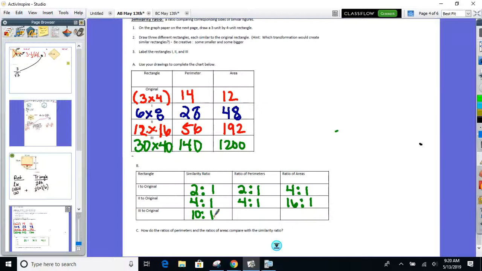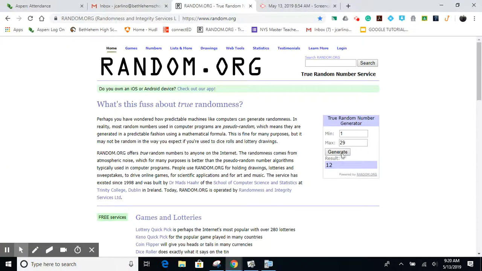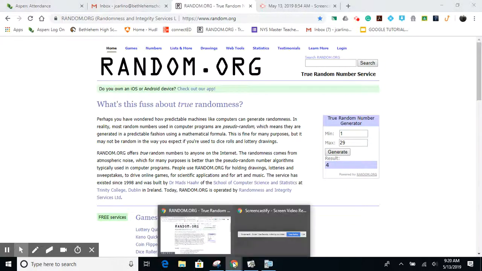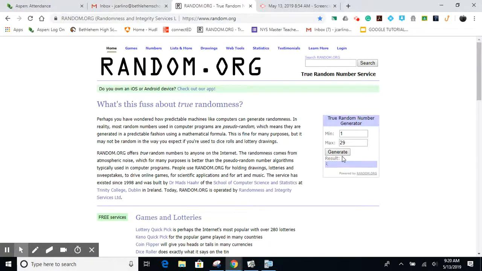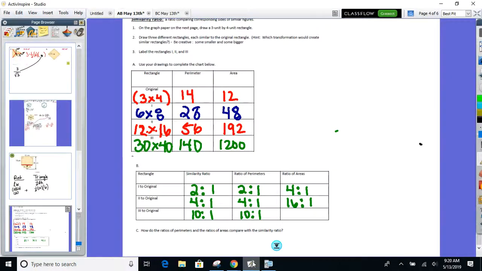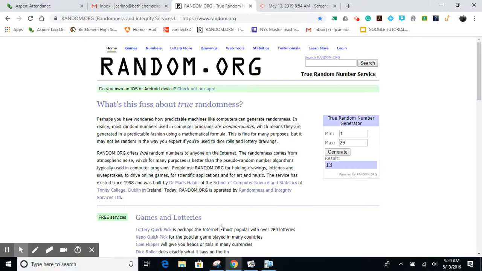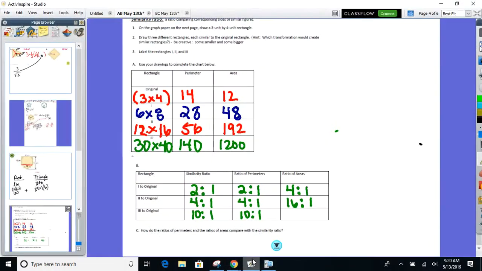What about 140 to 14? 10 to 1. And then finally the areas, 1200 to 12. There you go, nice job.